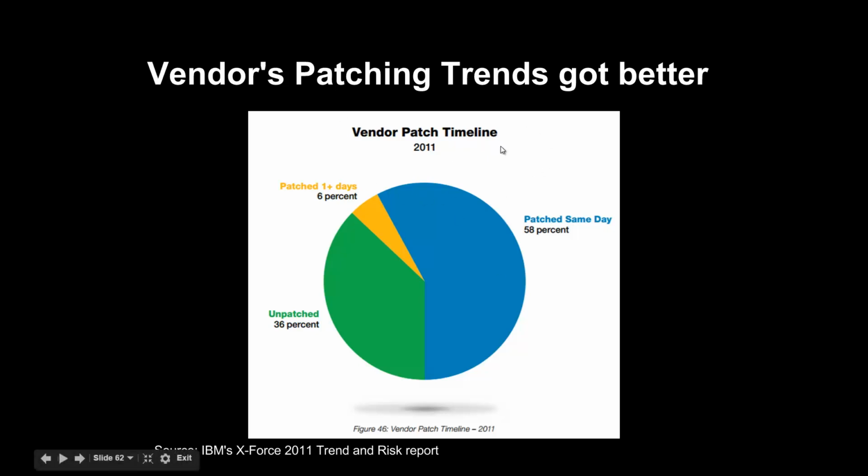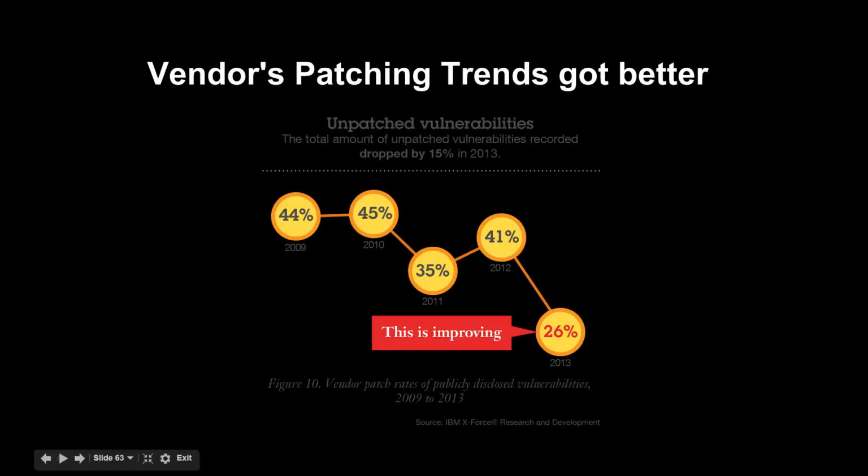But at that time, as of 2013, the research has shown that vendors' patching trends got a lot better, and that 58% of bugs were being patched the same day across the industry, which is superb compared to the old days. But that's just for the ones that are getting patched. There's still, even in 2013, 2 years ago, 26% of all bugs across the field, at least vulnerabilities, just going completely ignored.